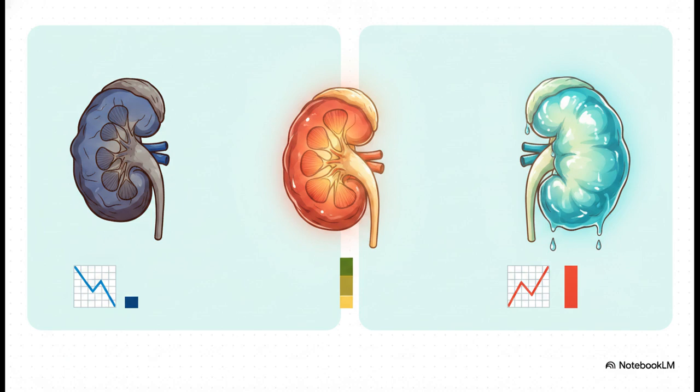Static CVP correlates poorly with actual intravascular volume and fluid responsiveness. It's like trying to guess how full a balloon is just by measuring the pressure of the air outside of it. Instead of chasing these arbitrary CVP numbers, maintaining a mean arterial pressure, or MAP, between 70 and 100 millimeters of mercury provides a far more reliable, physiologically sound baseline for renal microcirculation.